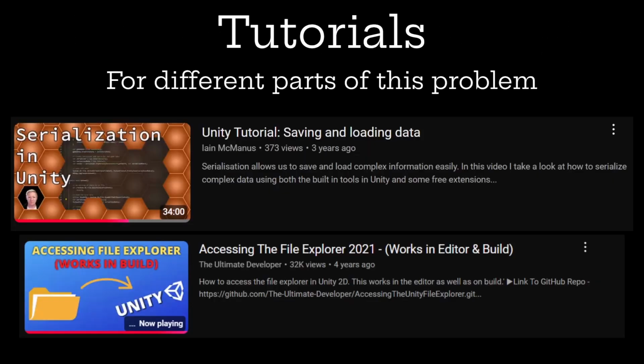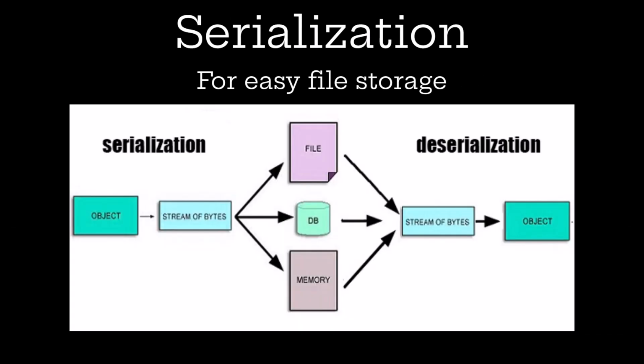As a starting off point, I used these tutorials. This one is about serialization in Unity, and the other one is about how to manipulate the file explorer in Unity. Basically, the way I learned this works is you have an object inside Unity, and we convert that into a stream of bytes that we can essentially put anywhere we want, including save to disk as a file. And similarly, converting back to an object works the same way, just in reverse.